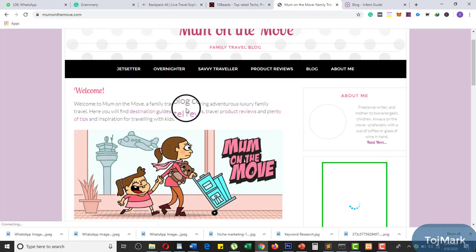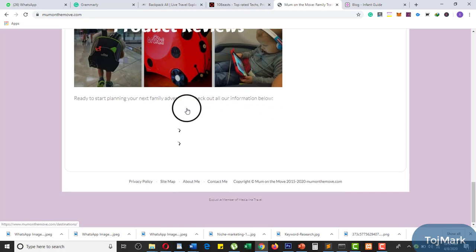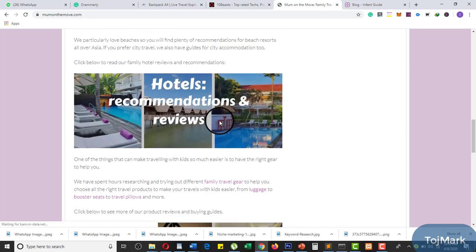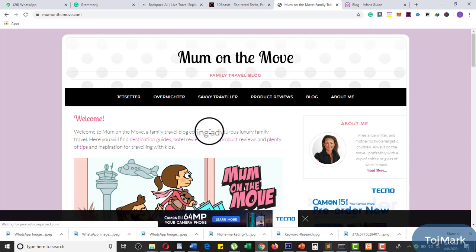Okay, this is one page. So it depends on the needs that you have. You have to structure your website very well. Make everything relevant.